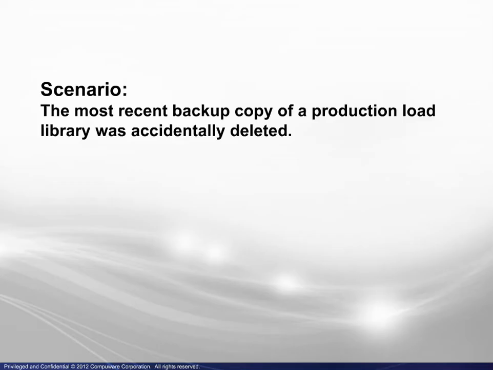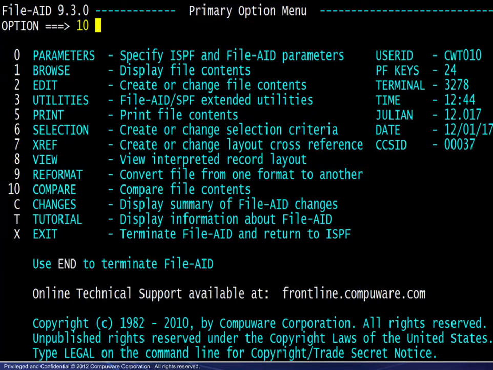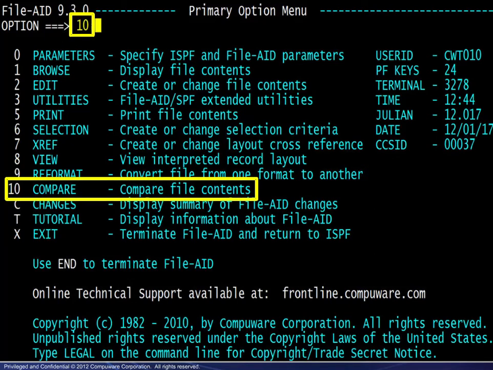Here is the scenario. The most recent backup copy of a production load library was accidentally deleted. The task is to determine how much the current load library differs from the only available backup copy. From the File-AID Primary Option menu, we choose Option 10 for the Compare utility.